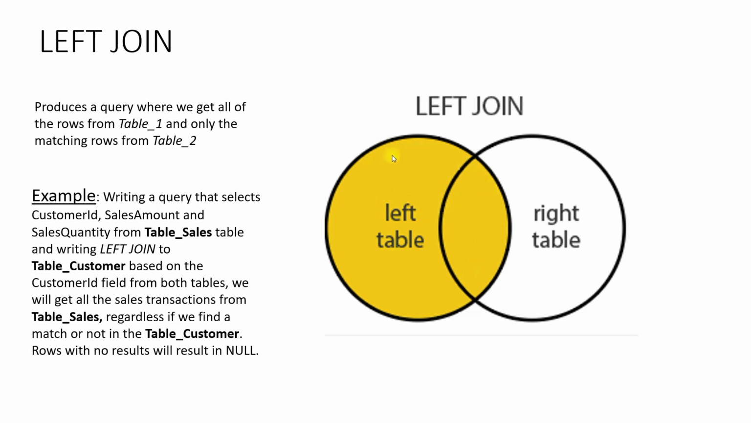So if table A, the left table, the one that is yellow, has, let's say, 10 rows, and I do a left join and we only get a match on 5 of the rows in the right table, we will still extract all of the 10 rows, so we will still get everything from the left table.